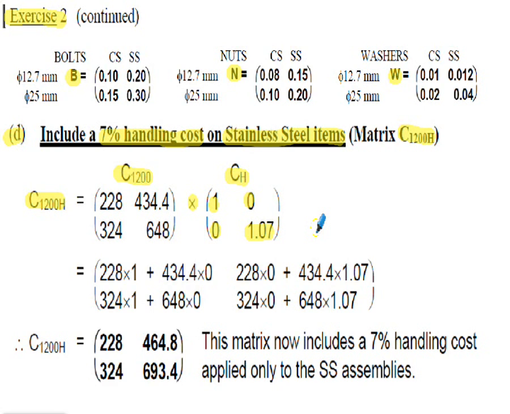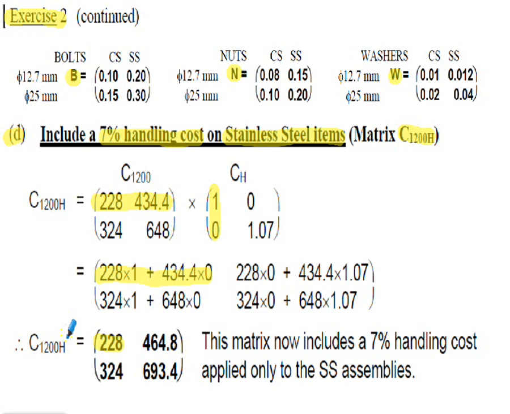What we will do now is apply matrix multiplication, and you will see that the 7% additional handling costs will be added to the stainless steel items only in the C1200 matrix. So in matrix multiplication, we multiply a row by a column. So taking the first row in the C1200 matrix by the first column in the CH matrix, we get this sum to calculate. That's 228 multiplied by 1 plus the 434.4 multiplied by 0. Evaluating this gives us the first element in the C1200H matrix, which is 228.